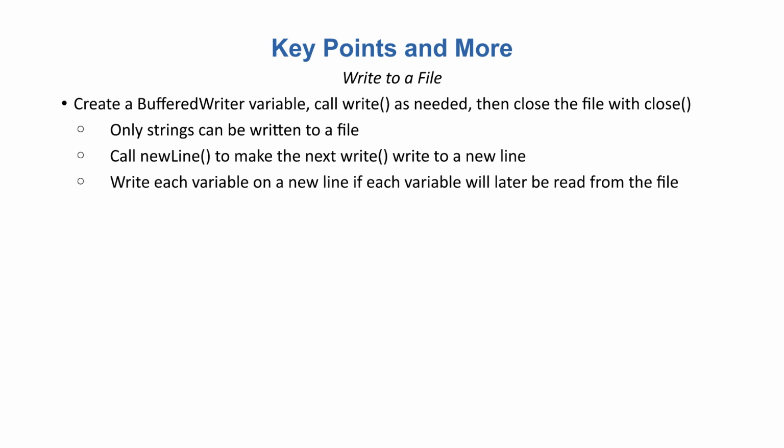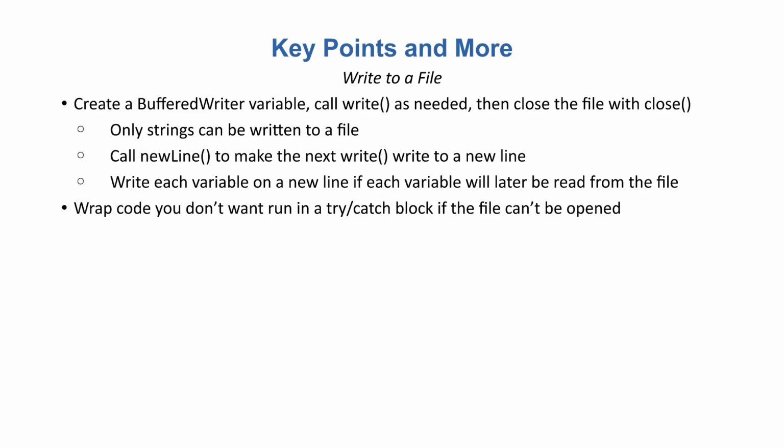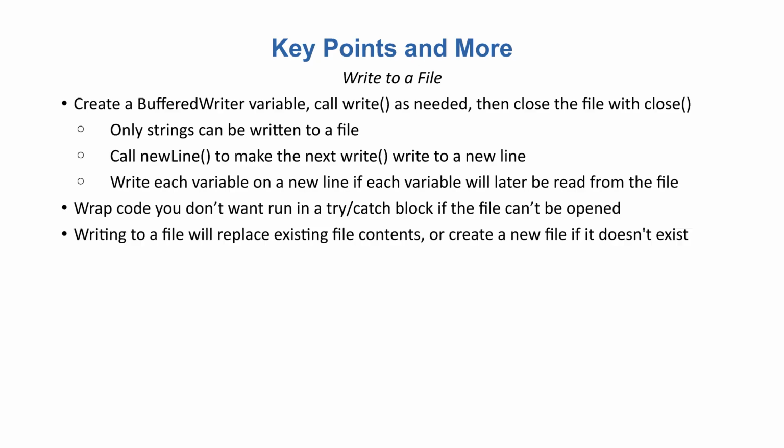Write each variable on a new line if each variable will later be read from the file and put into separate variables. Writing to a file can cause an I/O exception. Wrap the create, write, and close steps and any other code you don't want to run if it can't open the file in a try-catch block. Writing to a file will replace the contents of the file if the file already exists, or create a new file if it doesn't exist.